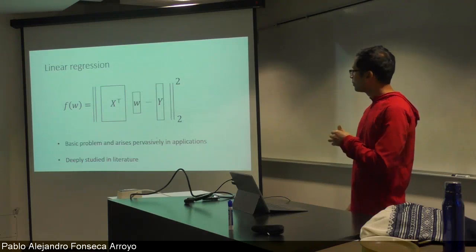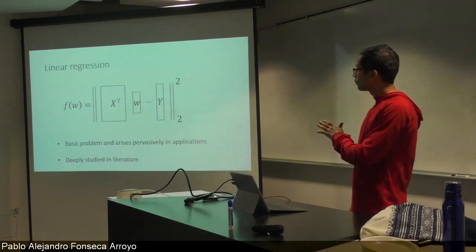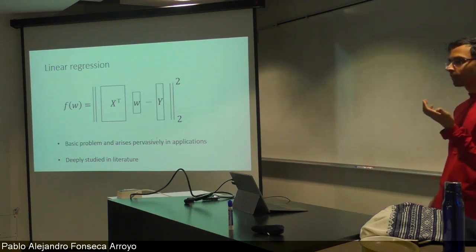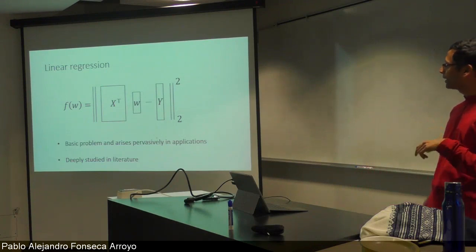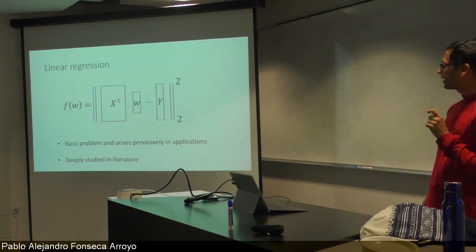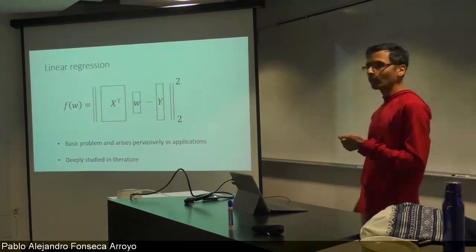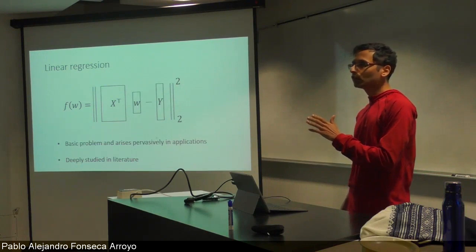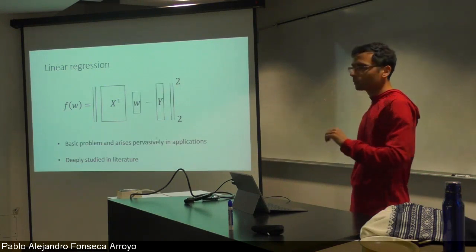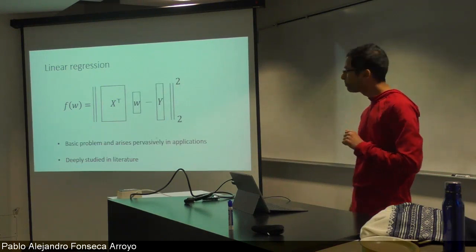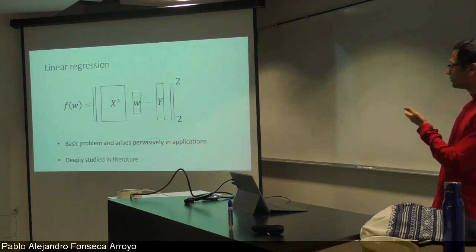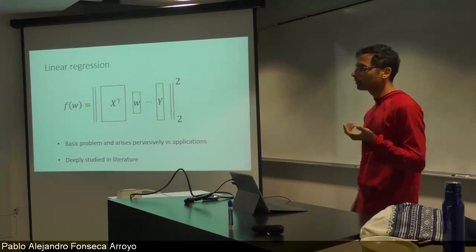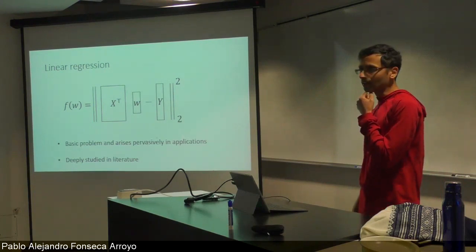And as I mentioned, we will be solely interested in this talk in the linear regression problem, where the function f that we wish to minimize is given by ||X^T w - y||^2. Here X is a matrix, w is a vector, and y is a vector. So X and y are given to us, and we wish to minimize this function over w. That's the problem. As you can imagine, this is an extremely basic problem and arises in several applications, and because of this, it has been extensively studied in the literature.